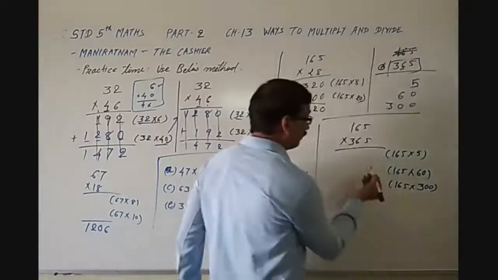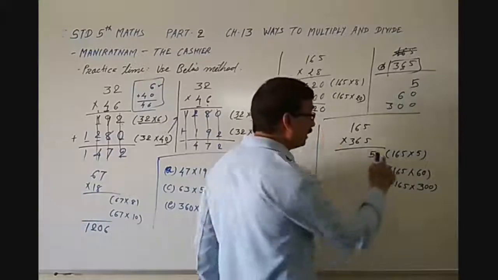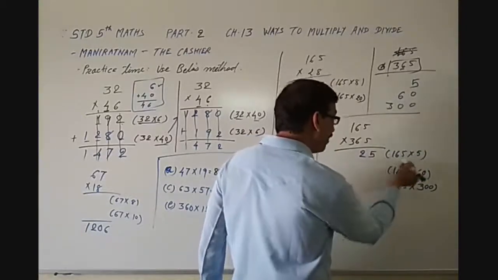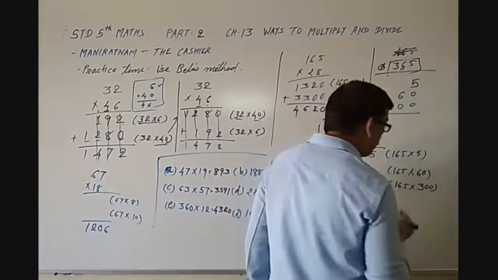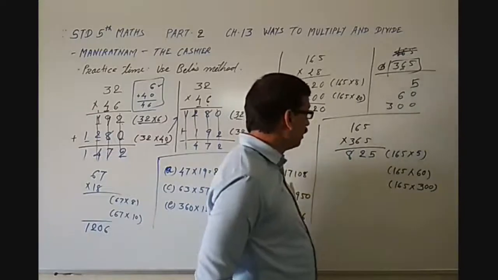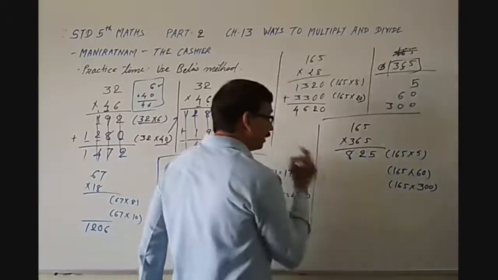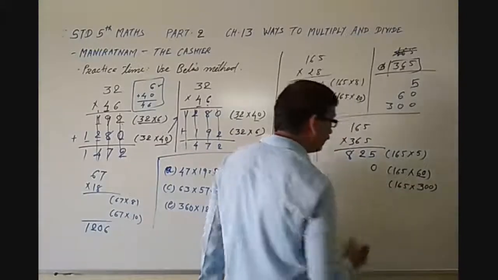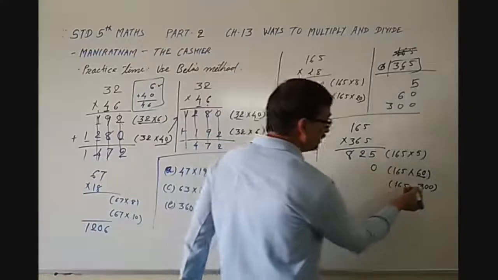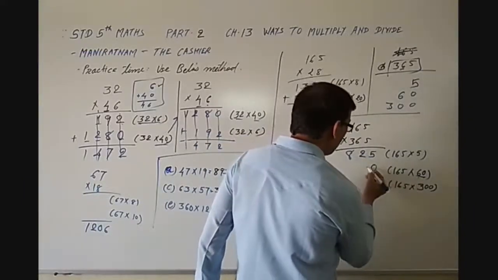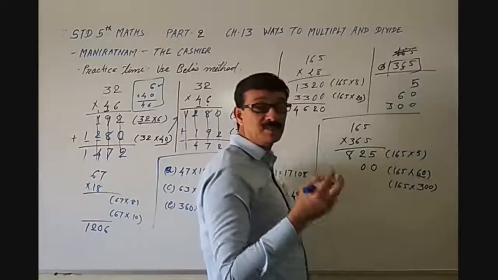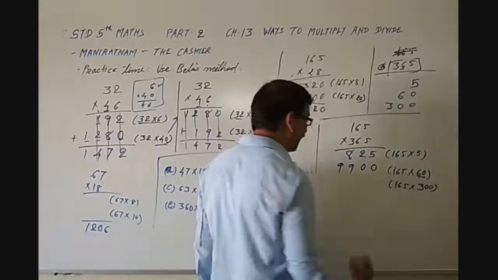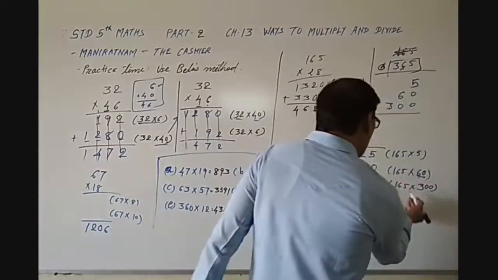See, 5 fives are 25, 2 carry. 6 fives are 30 plus 2, 32, 3 carry. 5 ones are 5 plus 3, that is 8. So, 825. Then after, let's multiply with 60. To multiply by 60, first of all, we should put this 0 over here at the 1's place. Then after multiply by 6. 6 fives are 30, 3 carry. 6 sixes are 36 plus 3, 39, so 9, 3 carry. 6 ones are 6 plus 3, that is 9, isn't it? So 9900.